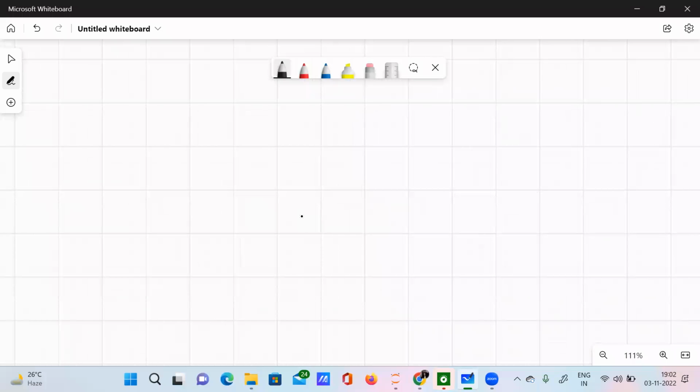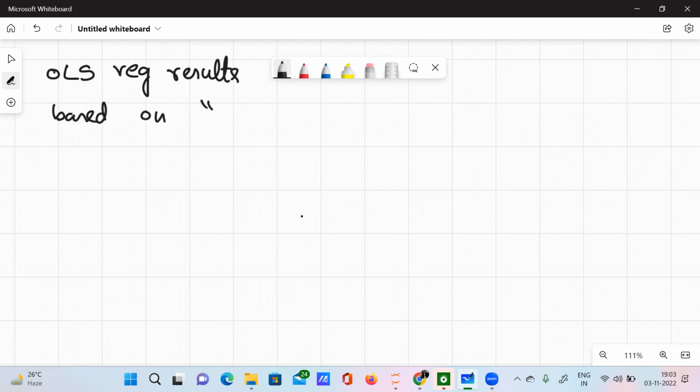Okay, so I'll be explaining the t here. Remember one thing: this OLS regression results table is entirely based on the t distribution. You should never ever forget this. So the OLS regression results table is entirely based on this t distribution.